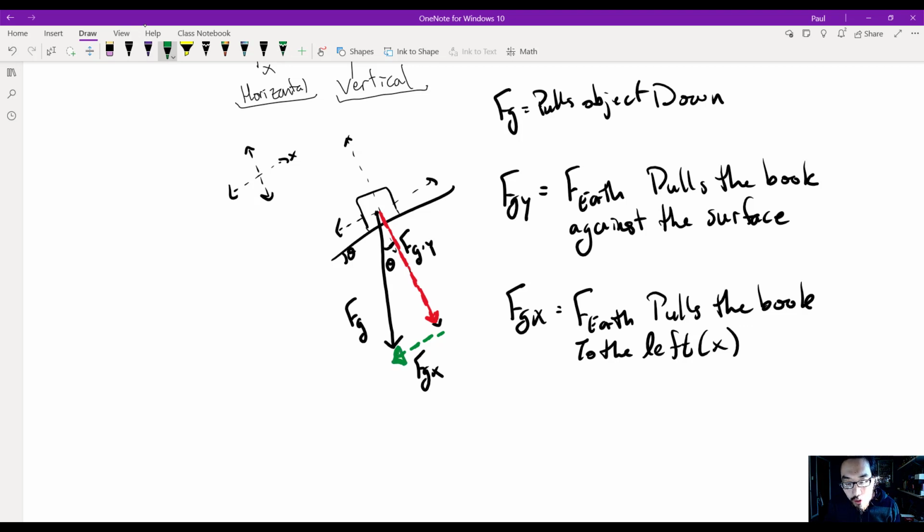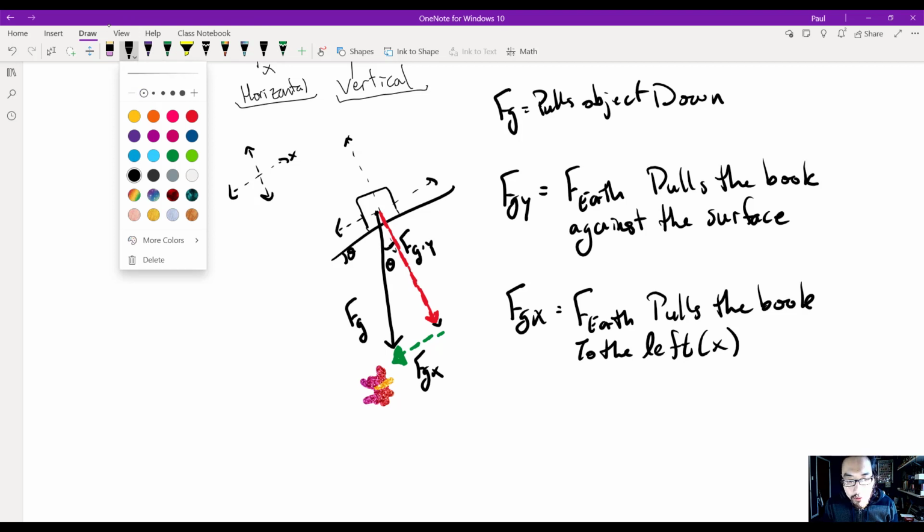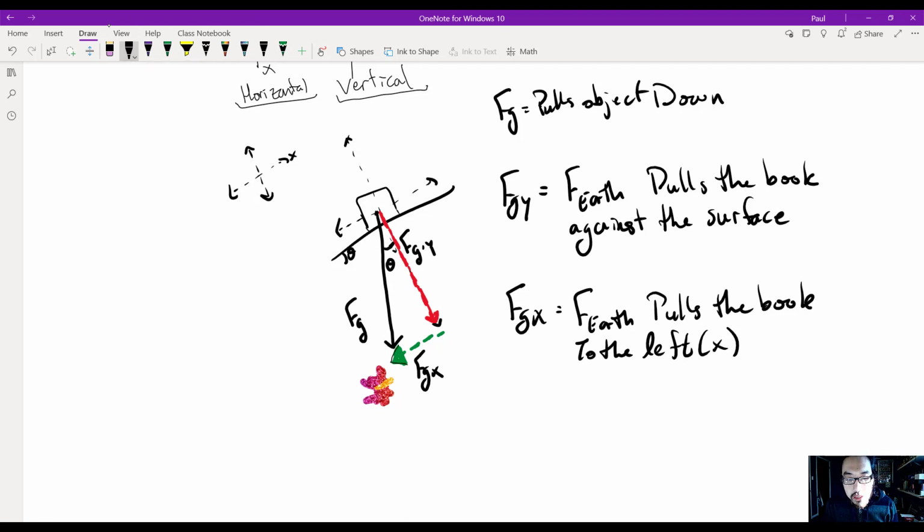Now this is a part right here that a lot of students mess up, so I'm going to put a little star right there. A lot of students don't put the arrowheads appropriately where they belong. So a good thing to do is, of course, the verbalization. What is this FGX doing? It's pulling this object to the left of that surface. What is this FGY doing? Well, FGY will always be pulling this object against the surface. So those arrowheads help us out here.